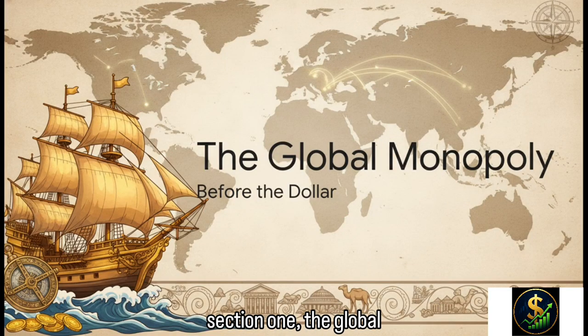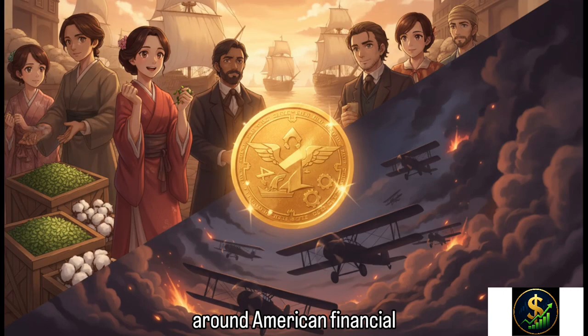Starting right off with Section 1, the global monopoly, before the dollar. To really wrap our heads around American financial dominance, we actually have to go back to a time when the United States wasn't even part of the conversation. For most of the 19th and early 20th centuries, the whole world ran on the British pound. If you were a merchant in Shanghai buying tea or a trader in Cairo dealing in cotton, you settled everything, the whole shebang, in pound sterling.